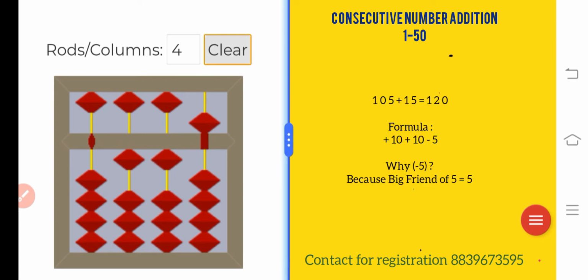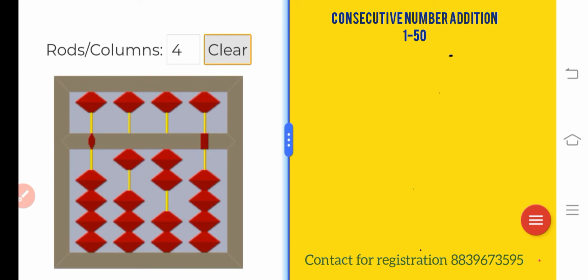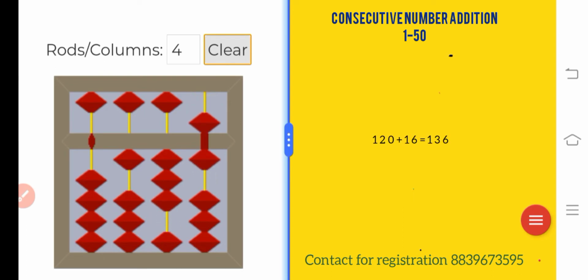Plus 10. Now we have to add 5. We don't have 5 beads directly. So we will use the formula, that is plus 10 minus 5. We get the answer 120. Now add 16. Plus 10 and plus 6. We get the answer 136.